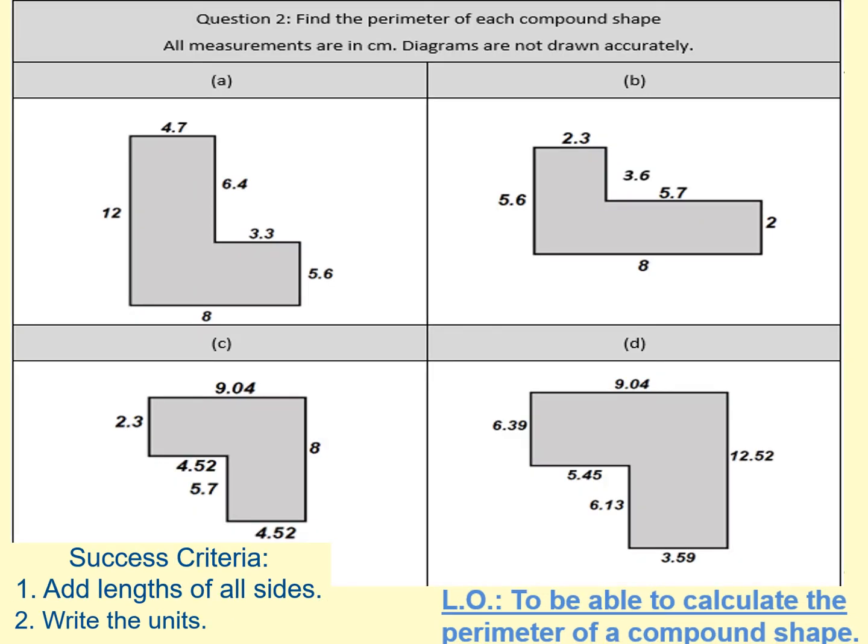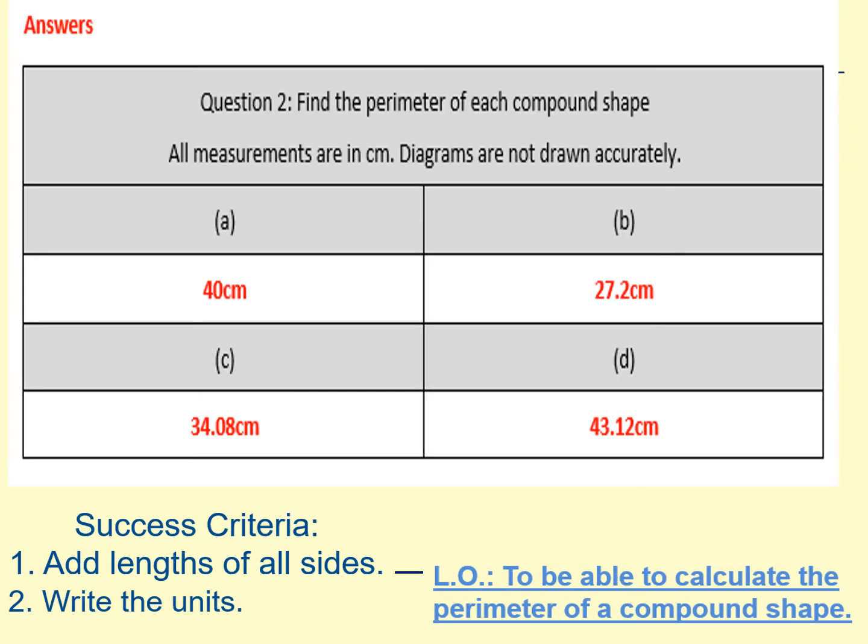And now question 2, so work out the perimeter of these shapes. Just the numbers are decimal, so it's slightly different. So have a go at them. Make sure that when you add them, you line up decimal points. And here are the answers. Again, if you've got 4 out of 4, very well done. You know how to calculate the perimeter of a compound shape.